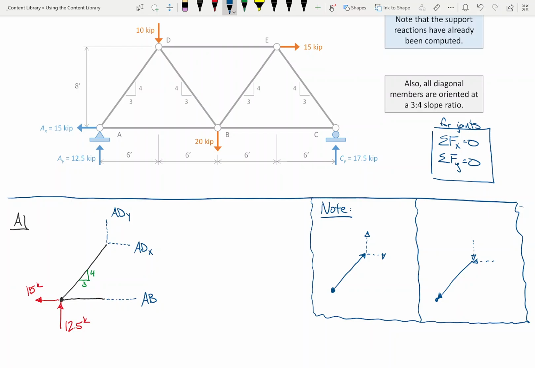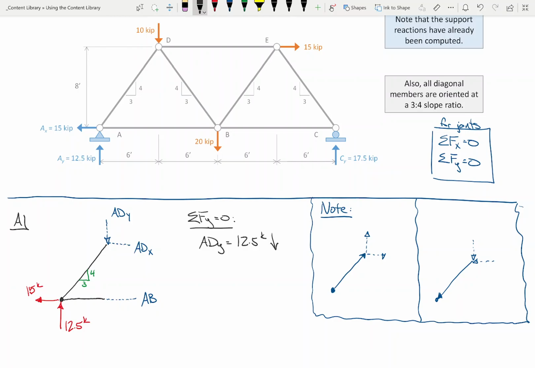So help me out. If this is 12.5 kips going up, what is that? 12.5 kips going up. Exactly. So what I'm going to do is draw this arrow going down, and I'm going to say that. That's got to be the case. So far, so good?